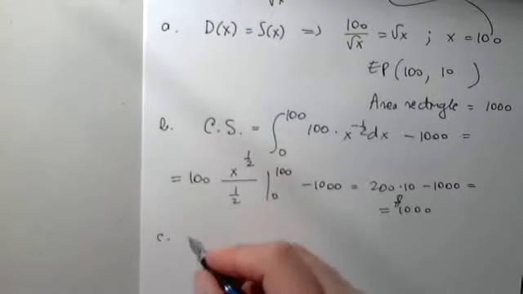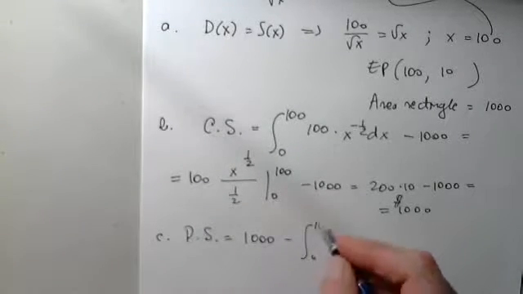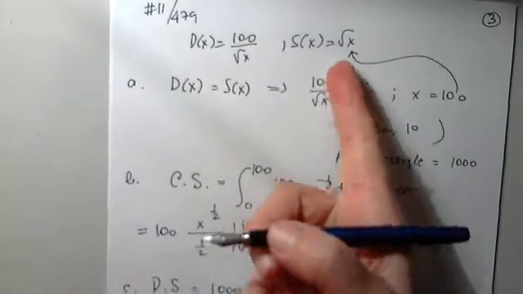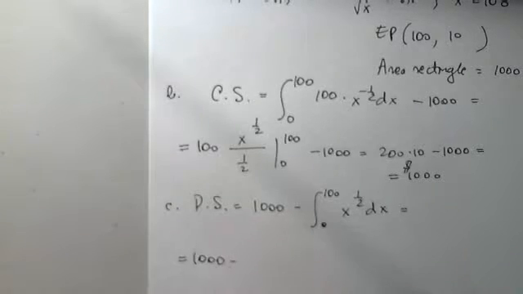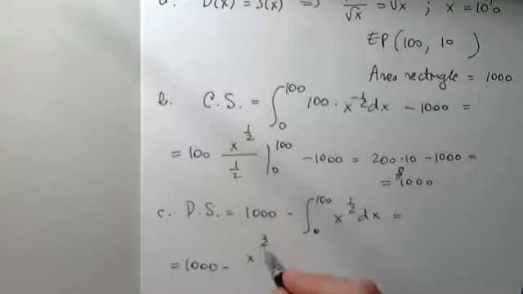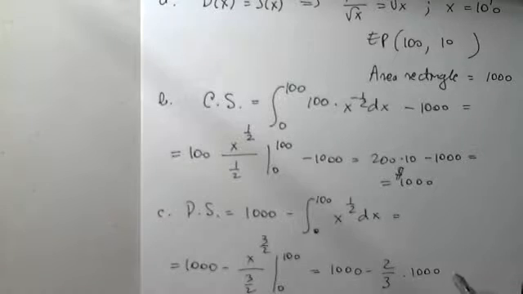In part C, the producer surplus is the other way around: 1,000 minus the integral from 0 to 100, but this time of the other function, which is x to the 1/2 dx. So 1,000 minus x to the 1/2 plus 1, which is 3/2, over 3/2, from 0 to 100. 1,000 minus 2/3 times the square root of 100 cubed, which is 1,000. So 1,000 times 1 minus 2/3 is 1/3. So the producer surplus is 1,000 divided by 3 dollars.